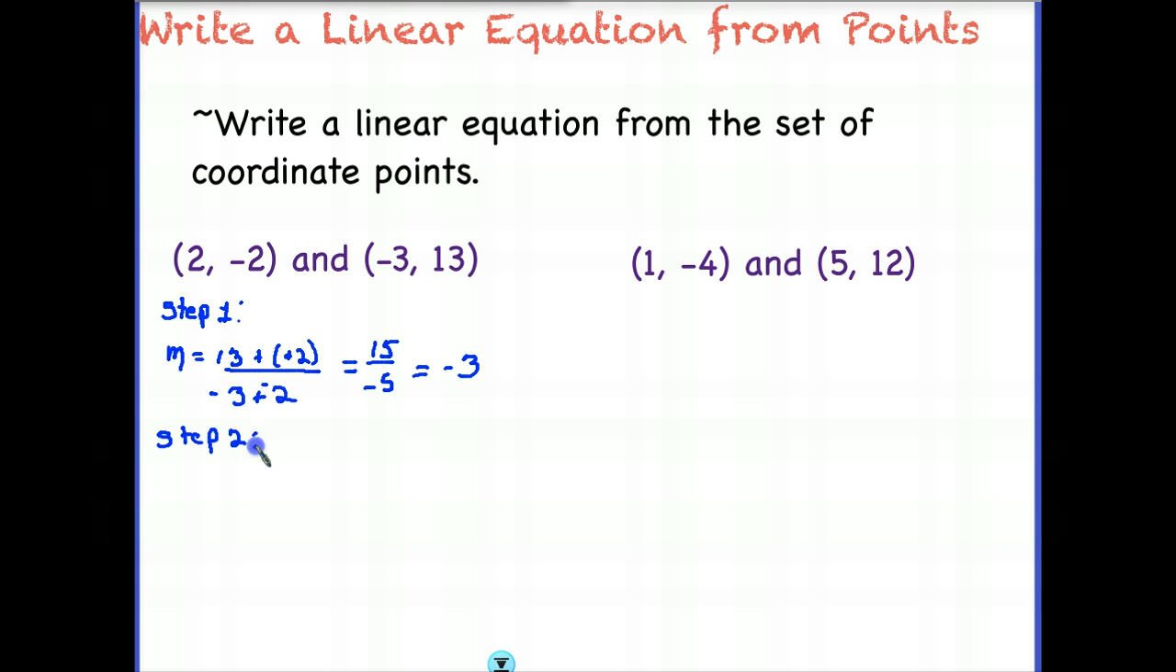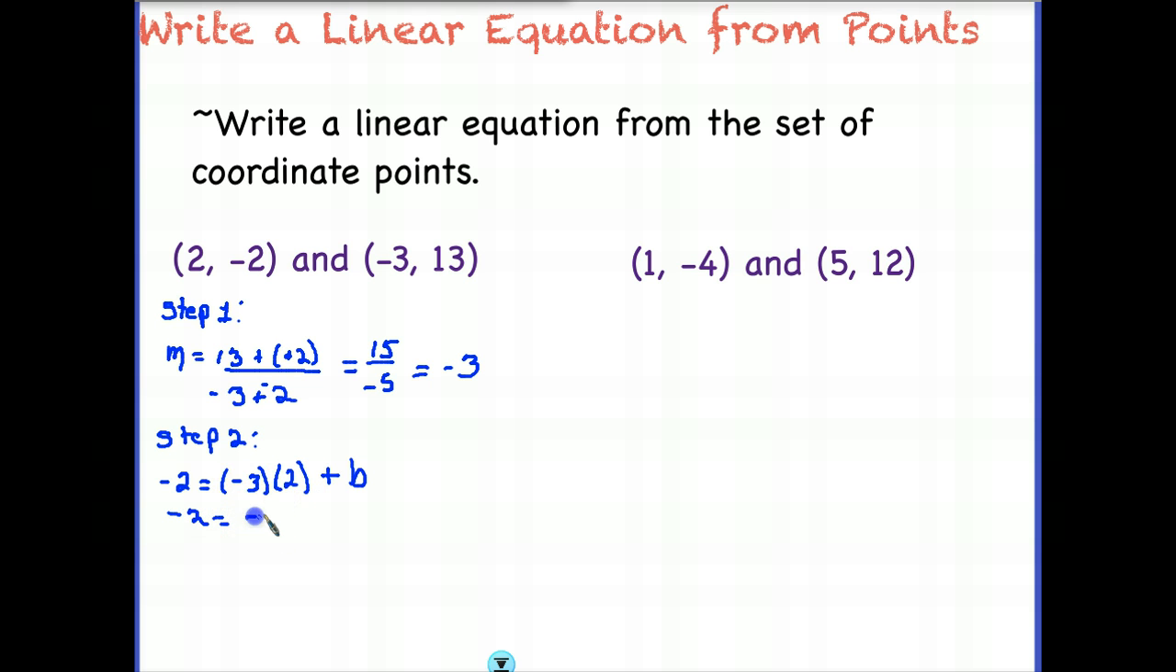Now that I have my slope, I can plug that in along with a set of coordinate points. So I'm going to plug in the 2, negative 2. So be really careful that you know which one is which. Remember, this is x, negative 2 is y. So negative 2 is equal to my slope. So y equals m, that's negative 3. X is 2, from right here, plus b. And I just need to simplify and solve for b.